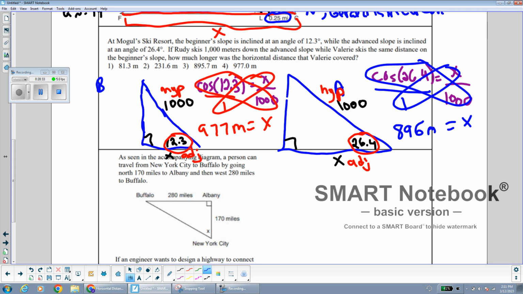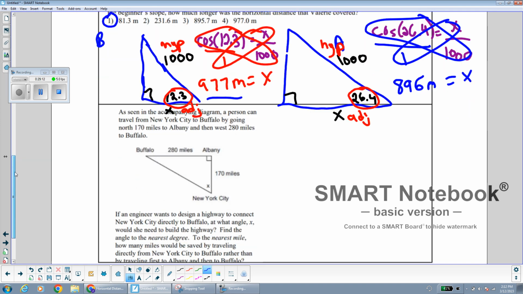So Valerie was on the beginner slope and Rudy was on the advanced slope. We see that Valerie did cover more distance. The question is how much more distance? Now that we found the two distances, we just need to subtract them. In the calculator, I'm going to subtract my 977 number minus the 895 number, and it's about 81.3 meters more, because it didn't ask for how much it was, it asked for how much more it was, how much longer it was. There we go.